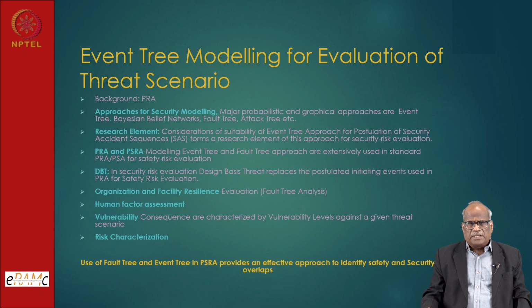Vulnerability and consequence are characterized by weakness of the physical protection system, which is one of the pointers for vulnerability and risk characterization at the end. Use of a fault tree inventory in PSRA provides an effective approach to identify safety and security overlaps.